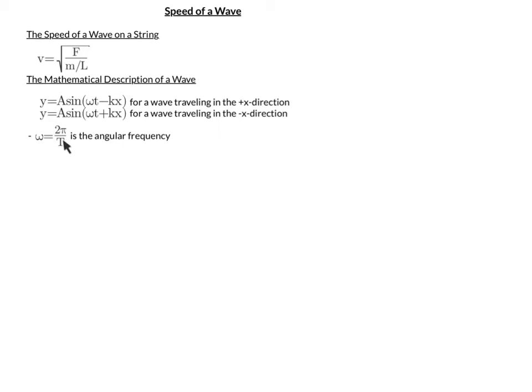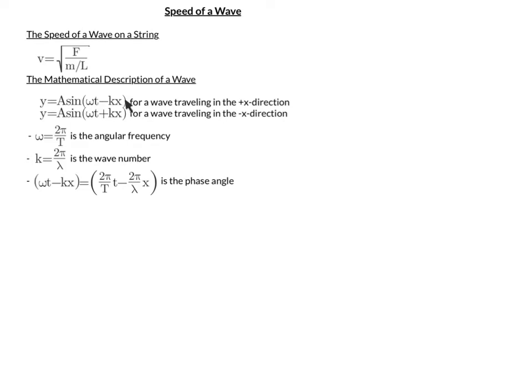Remember that 1 over period is also frequency, so we can write this as omega equals 2 pi times f. Now k is to lambda what omega is to T. So k, called the wave number, is 2 pi divided by the wavelength of the wave.